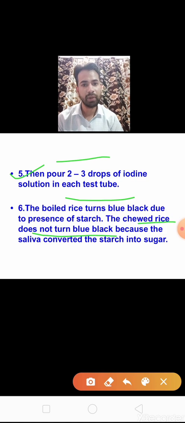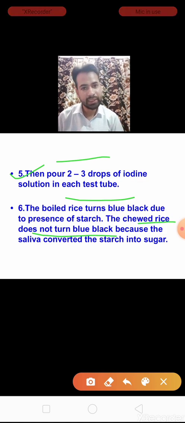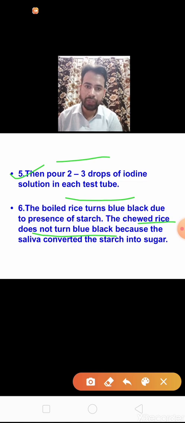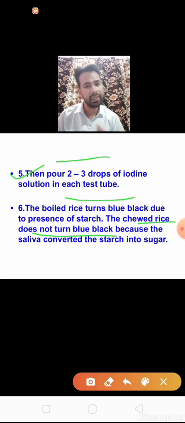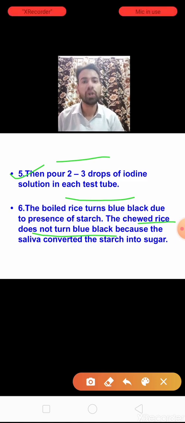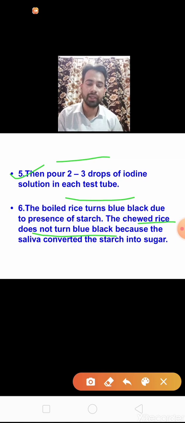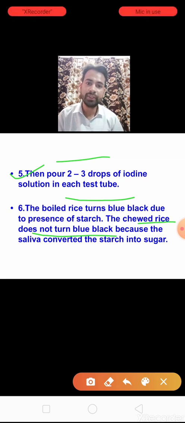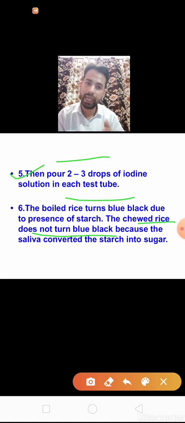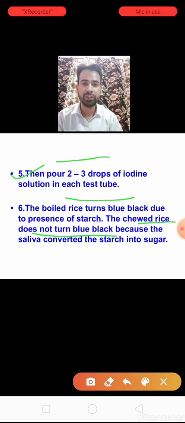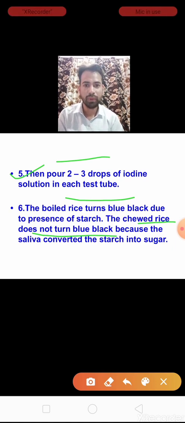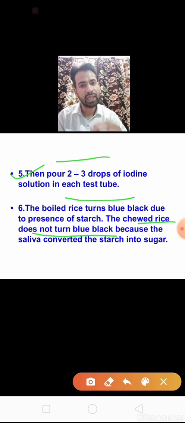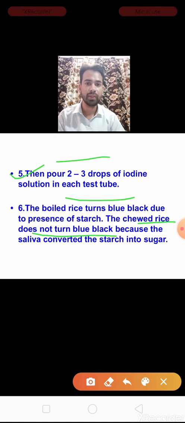Okay, clear about this? Starch in contact with iodine solution turns blue black. Sugar will not turn blue black. In chewed rice starch is not there, starch is already converted. That is why it will not turn blue black when iodine solution is added. But if we add iodine solution to boiled rice without chewing, in which starch is there, then starch comes in contact with iodine, and it turns blue black. Okay, clear about this?